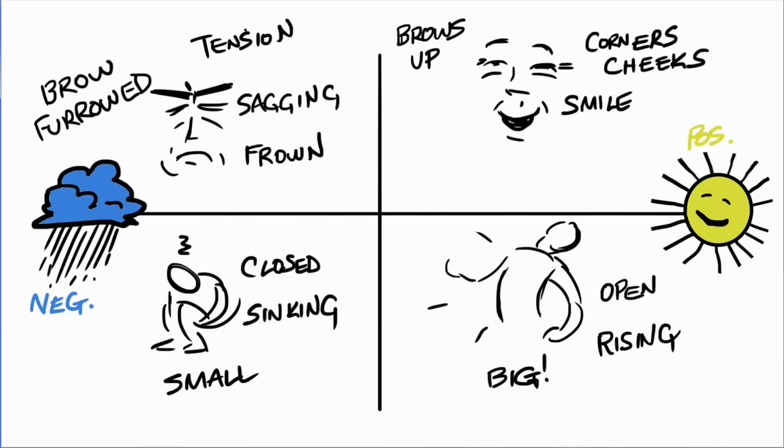From negative to positive valence, on the negative side of the line, in the body we tend to see closed and sinking gestures. The character tends to be a little smaller. They draw themselves in. In the face, we might see more tension, sagging, or pulling into the brows. We'll definitely see that frowning mouth. On the right side of the line, or positive valence, in the body we might see open or rising gestures. The character will tend to take up more space, be bigger. On the face, we're going to see that smiling mouth, the corners of the eyes, the cheeks, the brows raised up. These are all things that speak of emotions that feel good to experience.